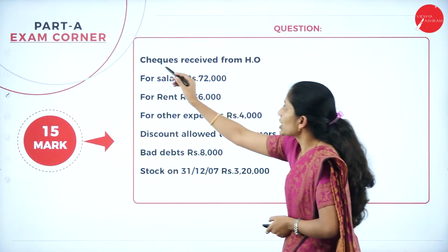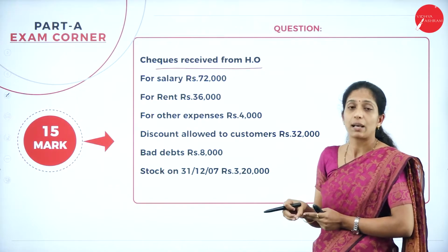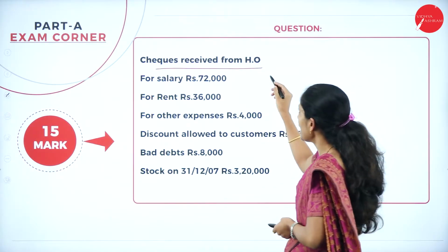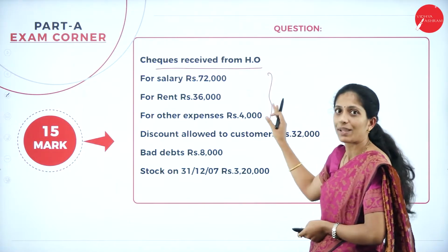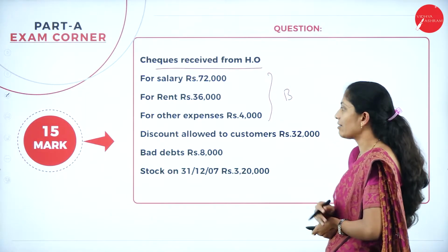Next, we have cheque received from head office. That is for the expenses which are there in the branch. So the cheque will be received from the head office. Here there are certain expenses received from the head office, so this has to be recorded in branch account.